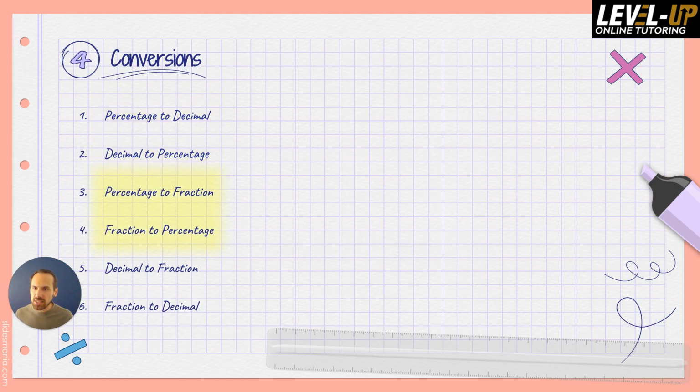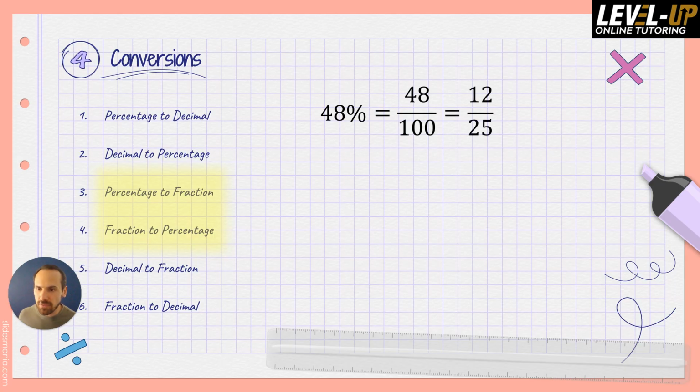So let's take a look at percentages to fractions and vice versa. If we have a percentage here, 48%, like we already saw a moment ago, you can essentially put that over 100 because percent is per 100. So it's just 48 out of 100, simple. Then it's just a matter of simplifying that fraction. Here, this can simplify to 12 over 25 because the top and bottom can be divided by 4.